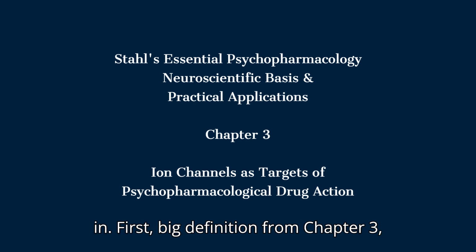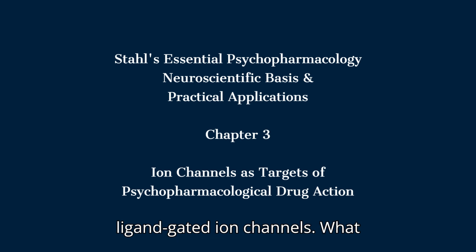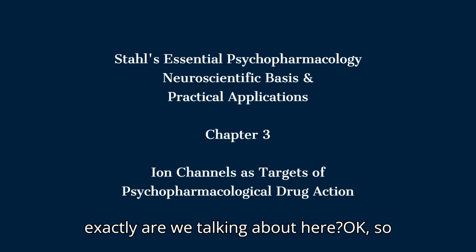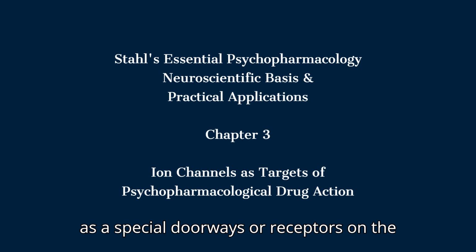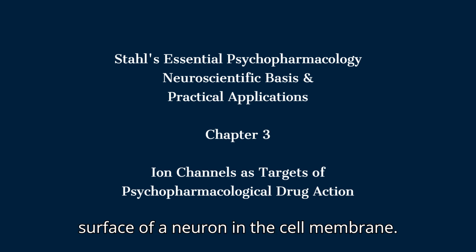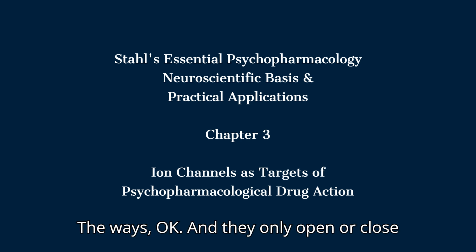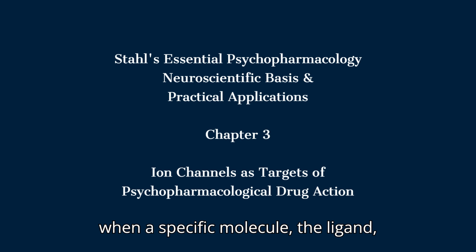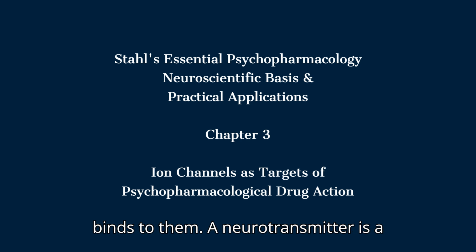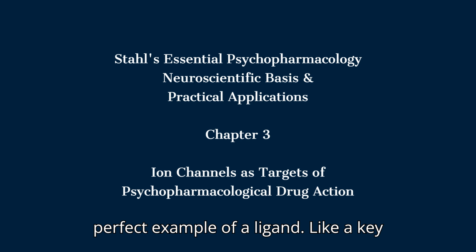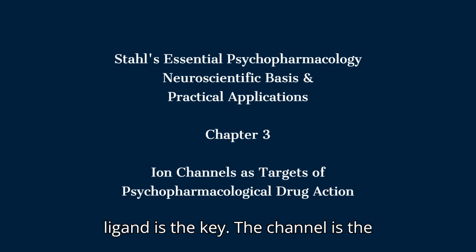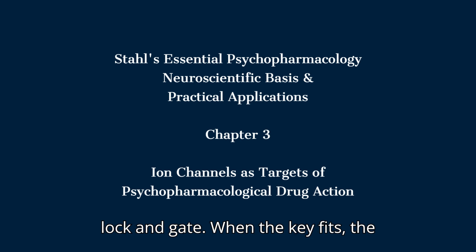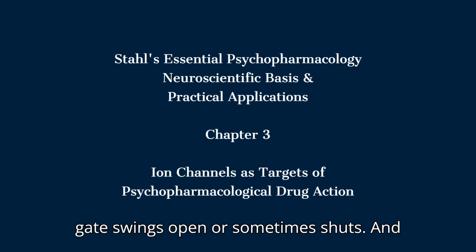Okay, let's jump in. First, big definition from Chapter 3, ligand-gated ion channels. What exactly are we talking about here? Okay, so ligand-gated ion channels. Think of them as special doorways or receptors on the surface of a neuron in the cell membrane. Doorways, okay. And they only open or close when a specific molecule, the ligand, binds to them. A neurotransmitter is a perfect example of a ligand. Like a key for the door? Exactly like a key. The ligand is the key. The channel is the lock and gate. When the key fits, the gate swings open, or sometimes shuts.